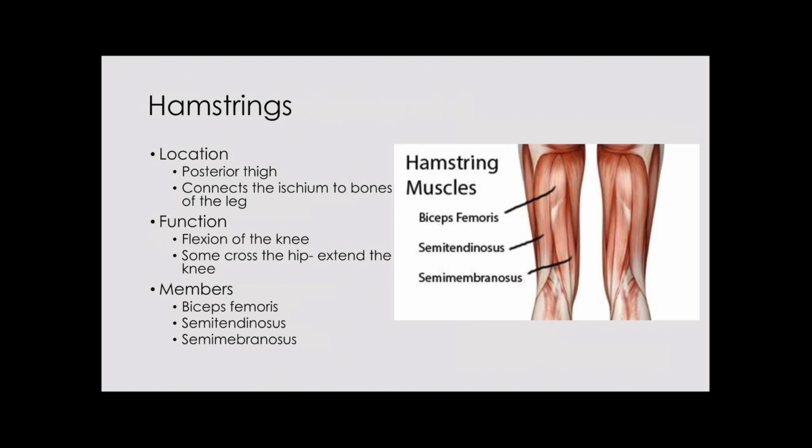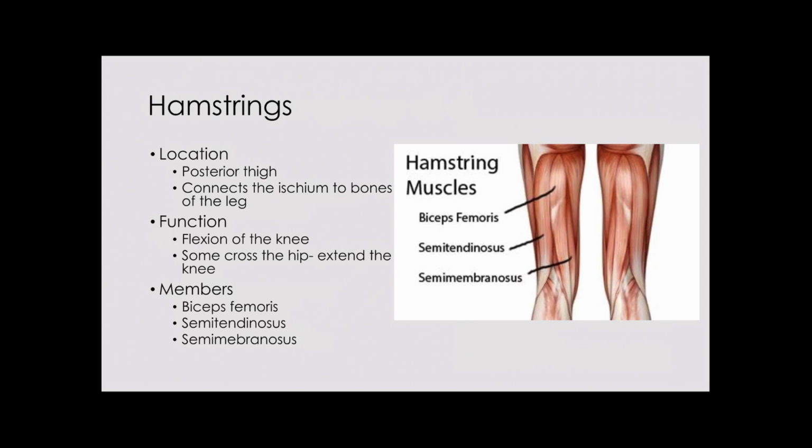Some parts of the hamstring actually do cross the hip, which helps you to extend your knee a little bit more. So if you're sitting, you can extend your knee out and you can feel it. Your hamstrings kind of have a pull to it. A lot of people who have tight hamstrings can't extend their leg or touch their toes when standing. I'm one of them, and I need to definitely work on that.